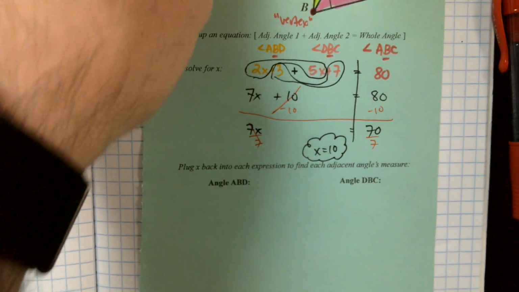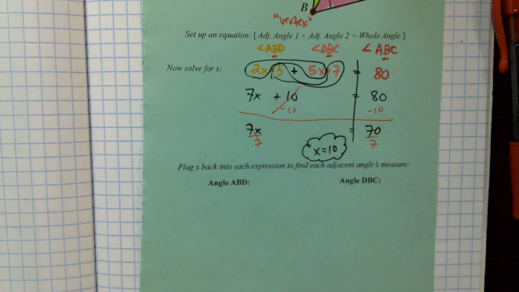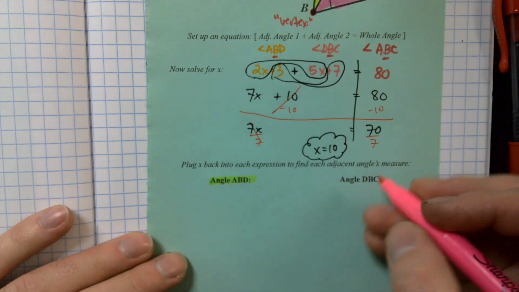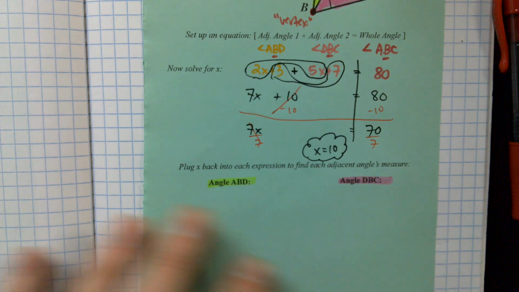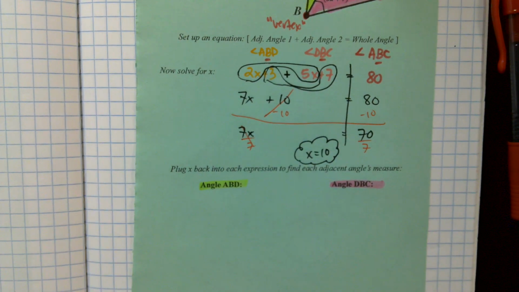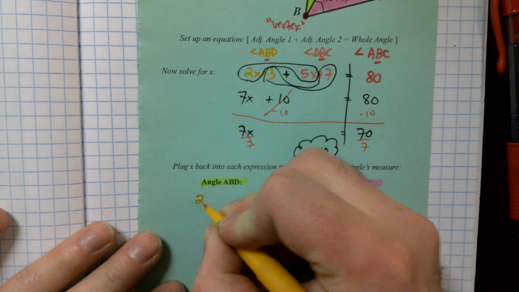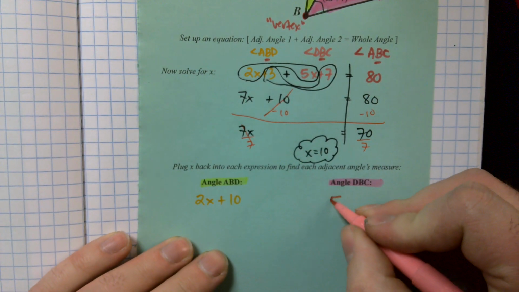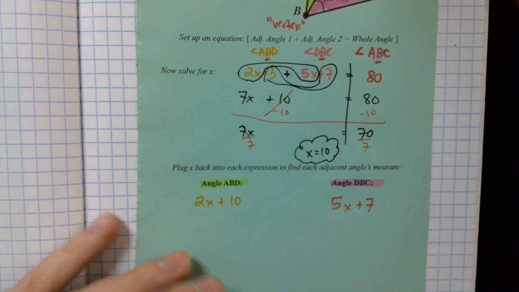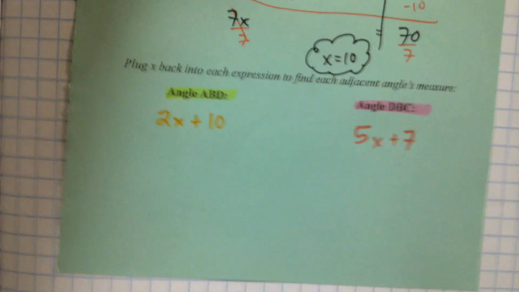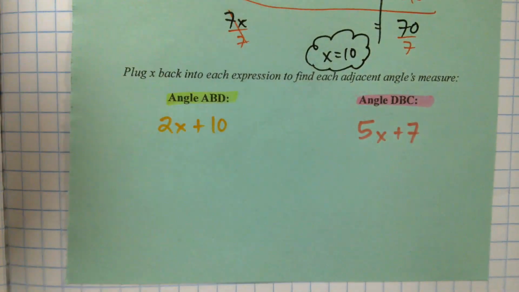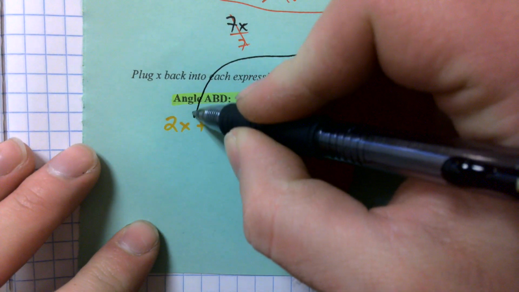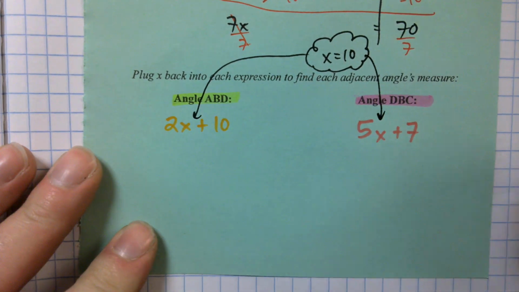Am I done? No, because what did the question ask me to find now? ABD and DBC. ABD, the expression is 2x plus 3. DBC, my expression is 5x plus 7. All I need to do now is take the x value I found and plug it in for x. I'm going to plug it in right there, and I'm going to plug it in right there.